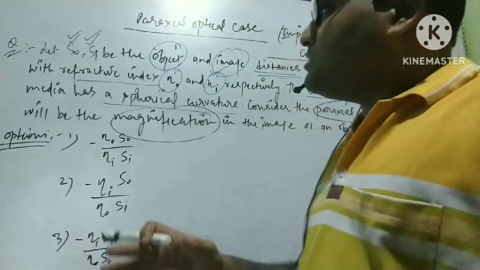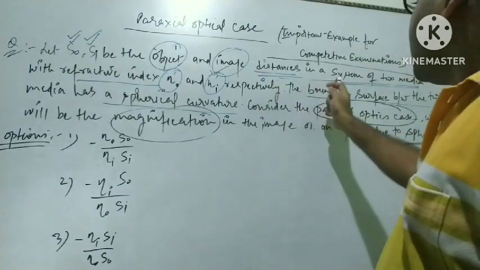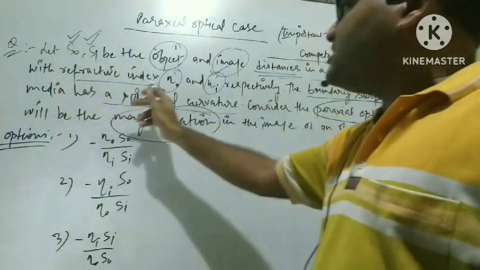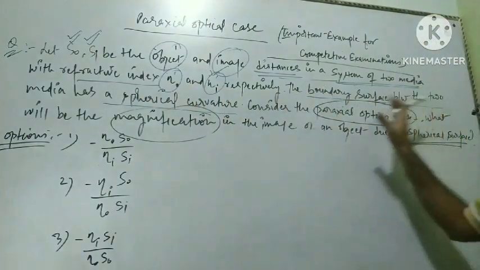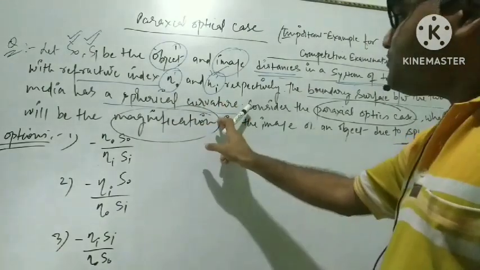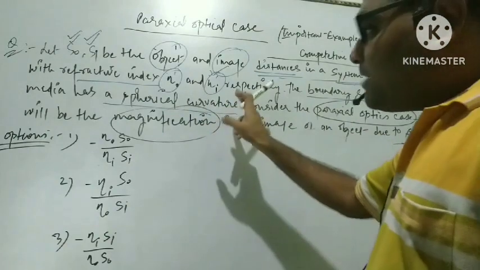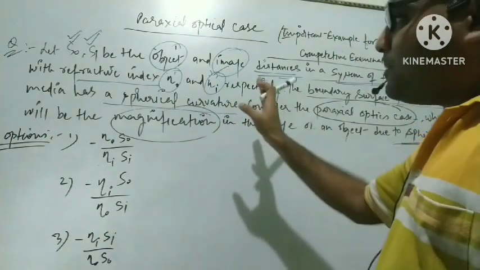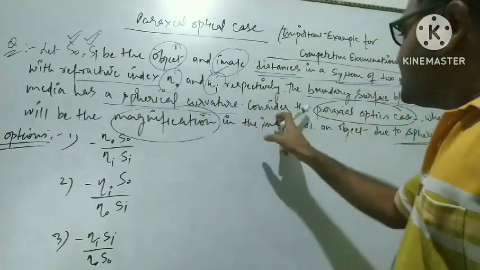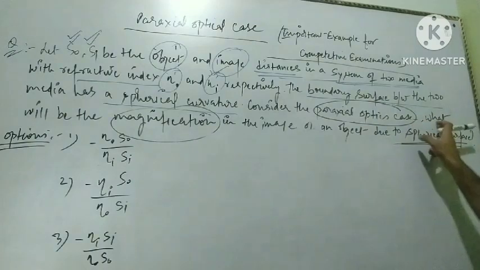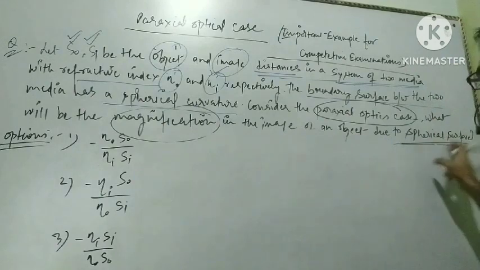The question says that SO and SI are the object and image distances in a system of two media with refractive indices eta naught and eta I respectively. The boundary surface between the two media has a spherical curvature. That means this boundary separates the two media that have the refractive indices eta naught and eta I. Consider the paraxial optics case. What will be the magnification in the image of an object due to a spherical surface?